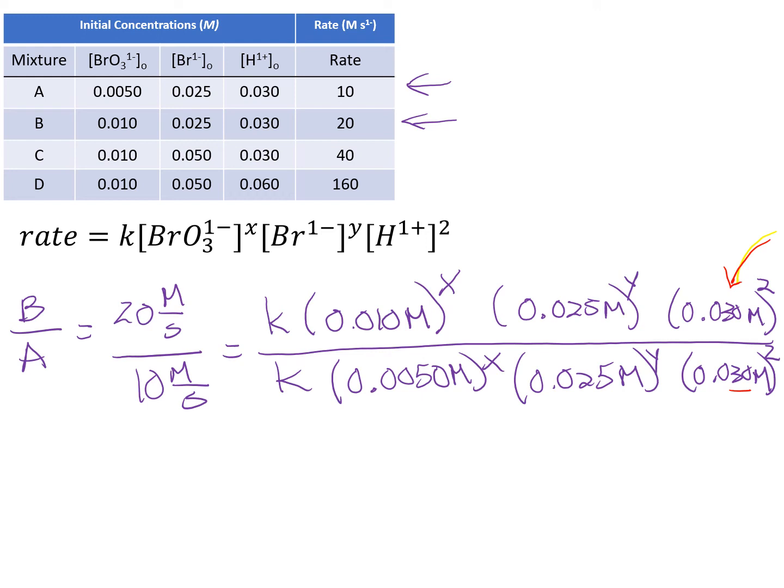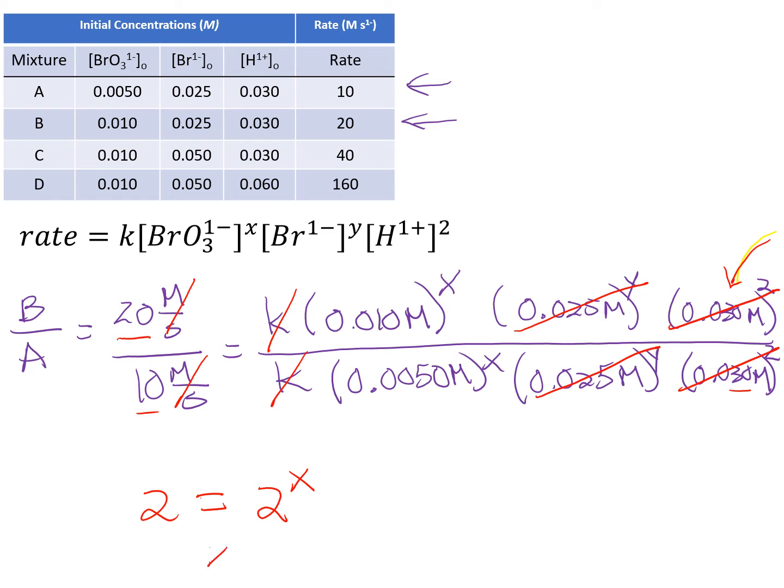I'm going to cancel everything I can and reduce down. 20 divided by 10 is 2. Molar per second will go away. My K's will go away. I'm working on my bromate. 0.01 divided by 0.005 is 2 raised to the X. Let's cancel before we solve. 0.05 to the Y will cancel, and our hydrogen cancels because they're exactly the same.